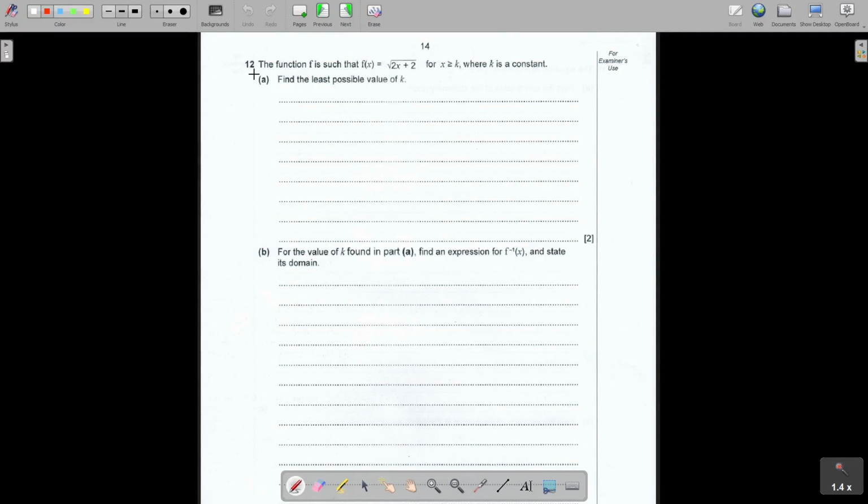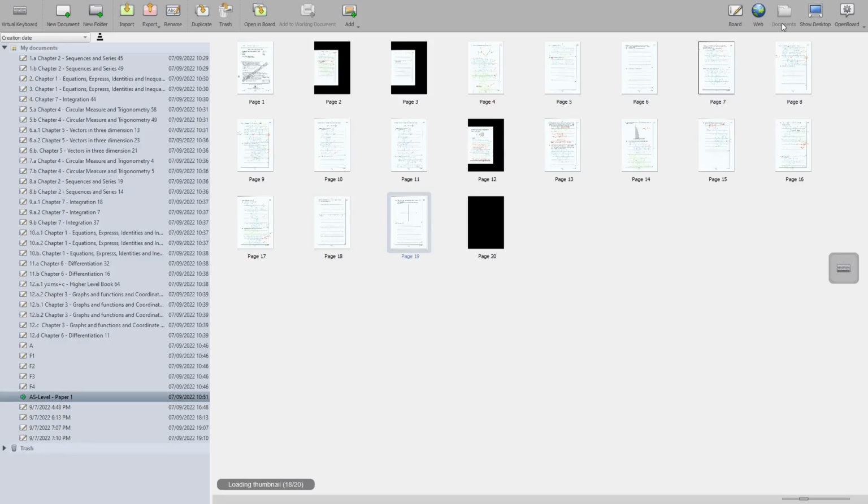Let's look at question number 12, the final question. The function f is such that f(x) equals the square root of 2x plus 2 for x bigger than or equal to k, where k is a constant. Find the least possible value of k. Now, before I do this, it is the domain. I want to take you back to a page in my old higher level book. And I'm loading it on this channel now, so if you want, you can look at it in the future again. Okay, so let's just check. I just want to see, there it is.